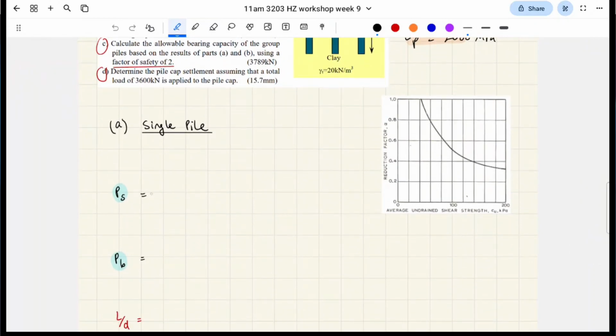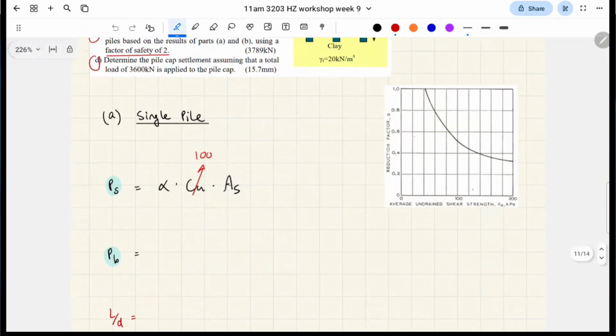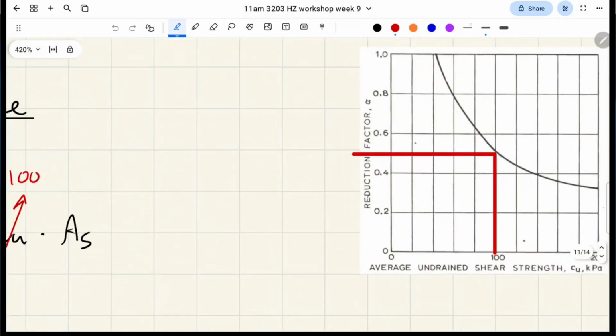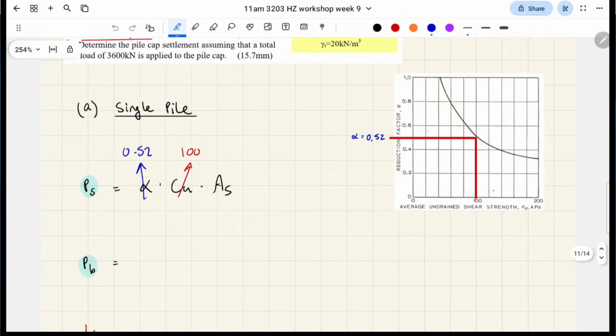So for clay, our pile shaft strength was this formula, the adhesion multiplied by the area of the shaft, okay? So we were told that CU is 100, and using the graph, we can go up and left. What do you reckon that is, guys? Actually it's 0.52. So it's 0.52, guys. Yeah. Alright, so that's 0.52, right?